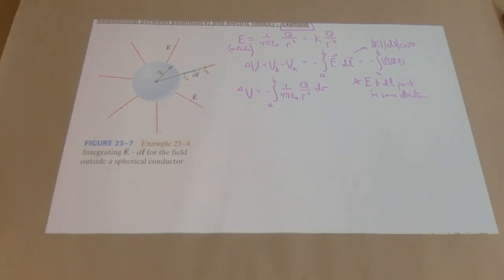Looking at that, the Q and the 4 pi epsilon naught are all constants. So I can pull those out of the integral. And now I've got minus Q over 4 pi epsilon naught times the integral from A to B of 1 over r squared dr. And that's an integral you should be able to do. So let's write that out again. That's going to give me something like this, negative 1 over r. And we're going to evaluate that from RA to RB. So point A is distance RA away from the center, point B is distance RB from the center.